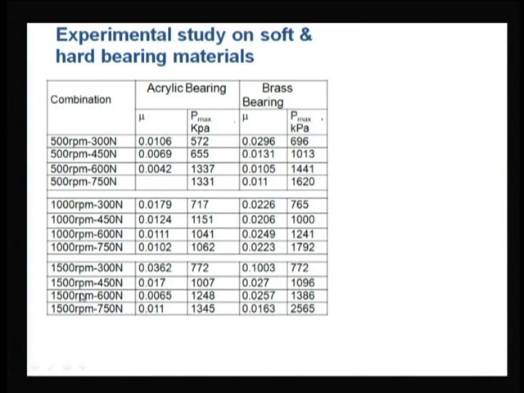Now, if we further increase the speed from 1000 to 1500, what we are able to get is a maximum pressure here of 1.3 megapascal, while in the case of brass it turns out to be 2.6 megapascal. 1.3 megapascal versus 2.6 megapascal, that is an interesting thing. For brass, the maximum pressure is on a higher side compared to the acrylic material, because the acrylic material is deforming and adjusting. That is the reason why we say that elastic deformation should be considered whenever we are analyzing any practical situation.